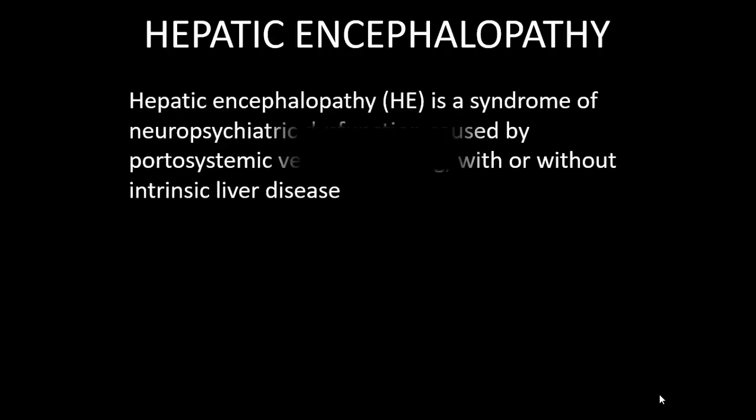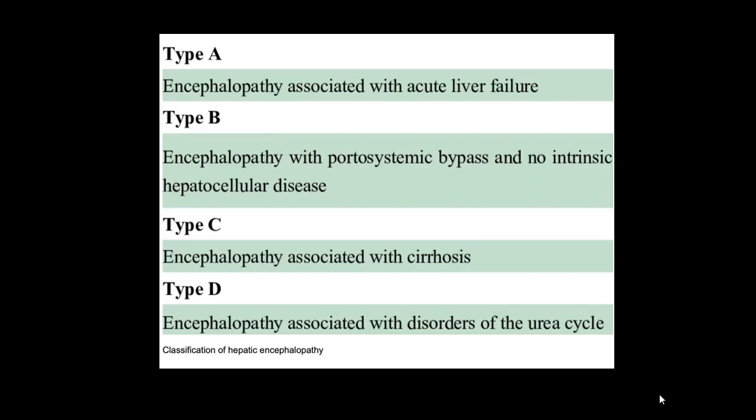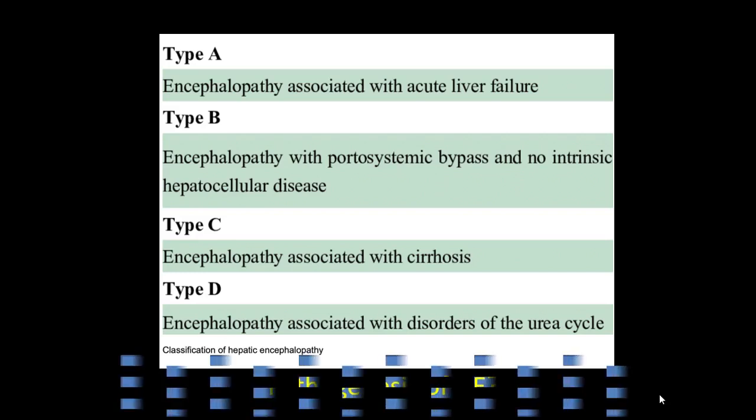What is hepatic encephalopathy? Hepatic encephalopathy is a syndrome of neuropsychiatric dysfunction caused by portosystemic venous shunting with or without intrinsic liver disease. This is important. So it is a progressive failure of neurotransmission. Now there are different types of hepatic encephalopathy as per the disease. They are classified as type A, which is associated with acute liver disease, type B, which is associated with portosystemic bypass, no intrinsic hepatocellular disease associated with it. Type C is the one which we'll discuss, which is associated with cirrhosis, and type D, which is associated with the disorders of urea cycle.